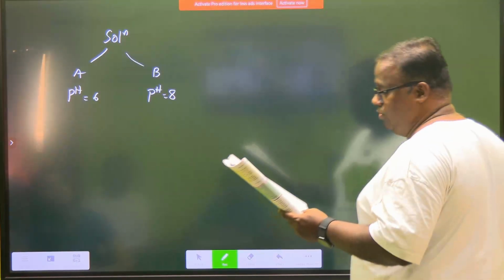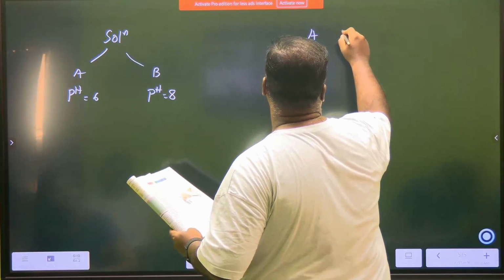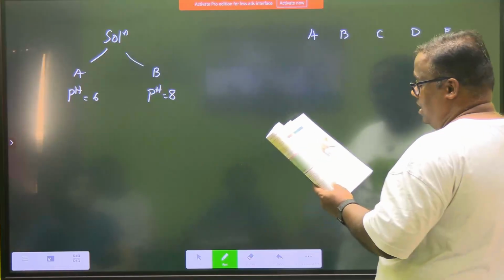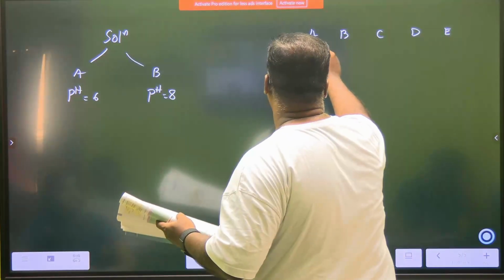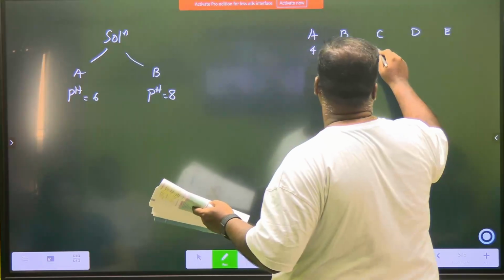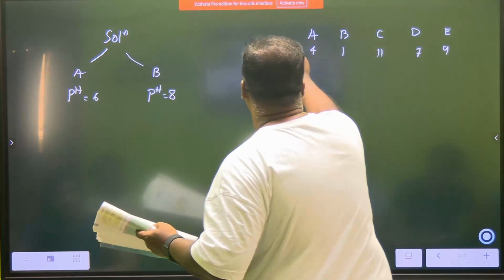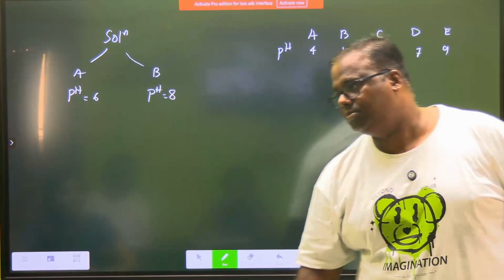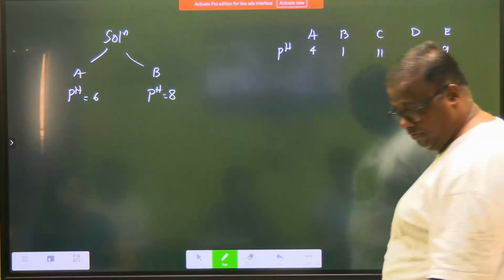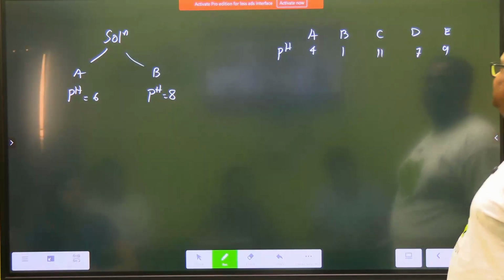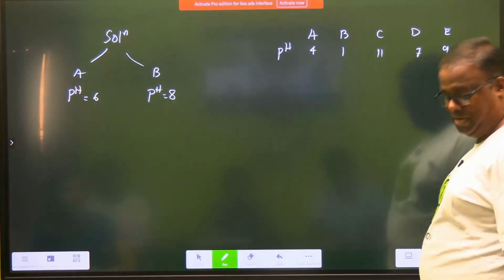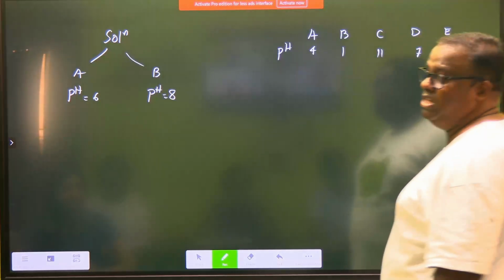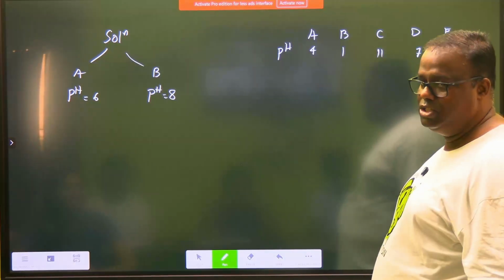Now there are 5 solutions: A, B, C, D, and E, and they are reporting a pH of 4, 1, 11, 7, and 9. Which is neutral? D is neutral. Which is strongly alkaline? C. Strongly alkaline means strongly basic. Very good. Which is strongly acidic? B. B is highly acidic. If it falls on your face, kiss yourself goodbye in the mirror.